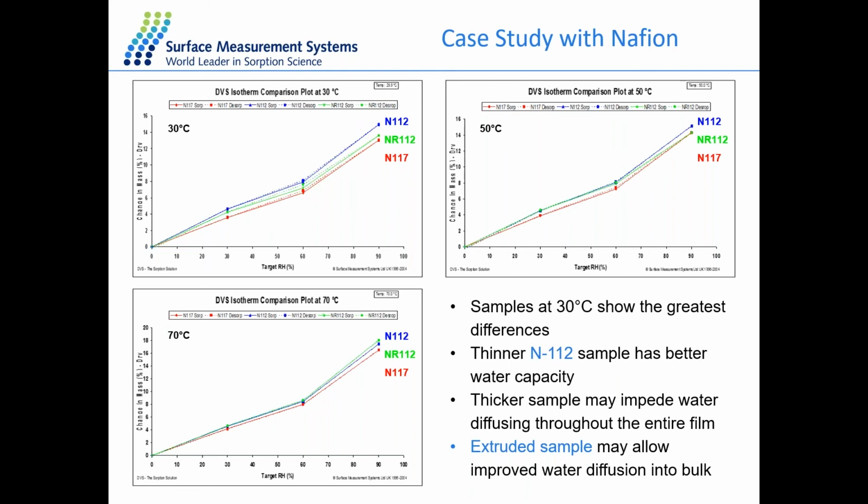Among the 2 extruded samples, N112 and N117, the thinner sample seems to have a better water capacity, with higher water uptake at 90% RH. As for the samples with the same thickness, the extruded N112 sample has slightly higher water uptake than the dispersion cast NR112 sample at 30 degrees, which suggests the extruded sample may allow improved water diffusion into the bulk, owing to the extrusion method.